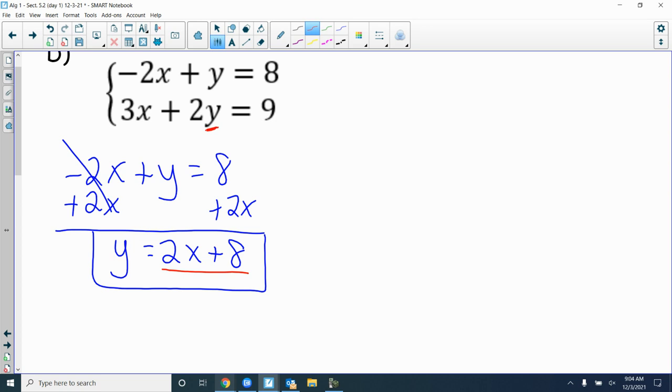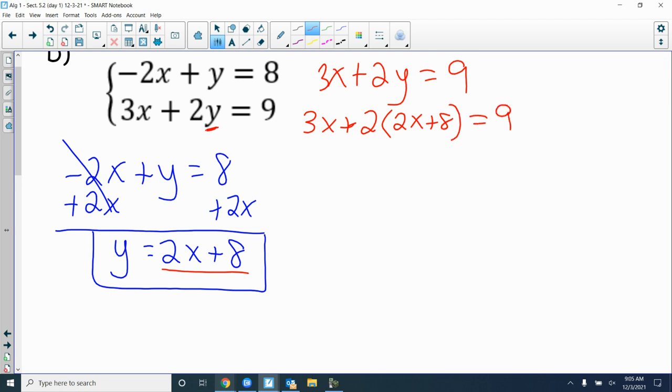What's going on with the 2 and the y? They're being what, guys? Multiplied. So just remember, put that in as a chunk. In other words, put parentheses around it. So let's rewrite this. I've got 3x plus 2y equals 9, right? Okay, I'm going to put my 2x plus 8 right here. 3x plus 2 times what? 2x plus 8 equals 9.